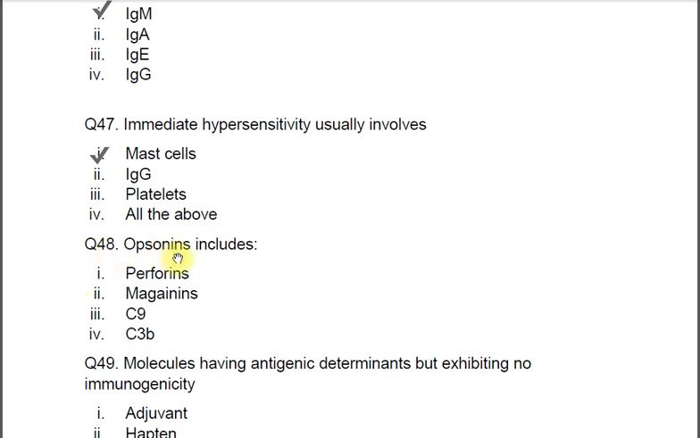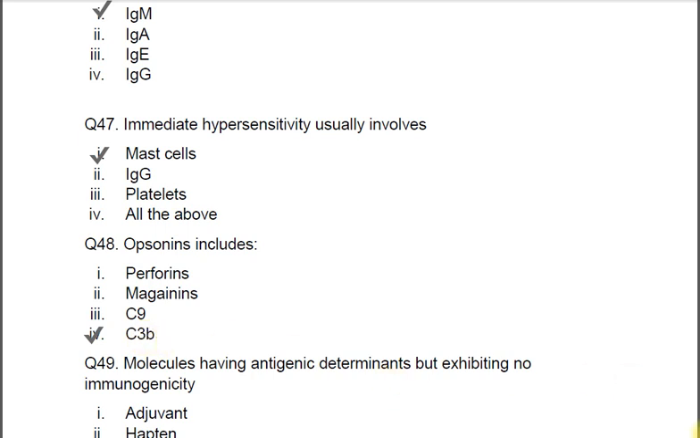Question number 48. Opsonins includes 1 perforins, 2 meganins, 3 C9, 4 C3b. The correct one is the option number 4 C3b. Opsonins are those molecules which aid the attachment of the foreign particle with a phagocytic cell, and C3b is a component of the complement system.